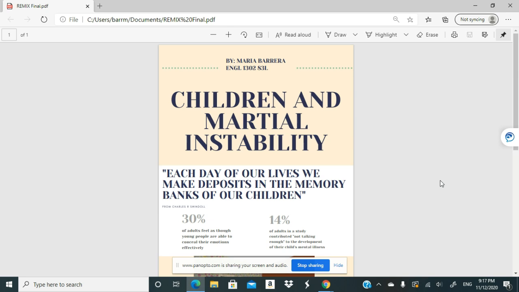So, for my project, I decided to go with the effects that divorce has on children, the effects of a happy marriage, and the effects of marital instability. And for my project, I decided that my audience would be to reach out to parents and find a way for them to visually see something that is going on with their child that they might not be aware of just because, well, my child looks okay, so that means they feel okay.